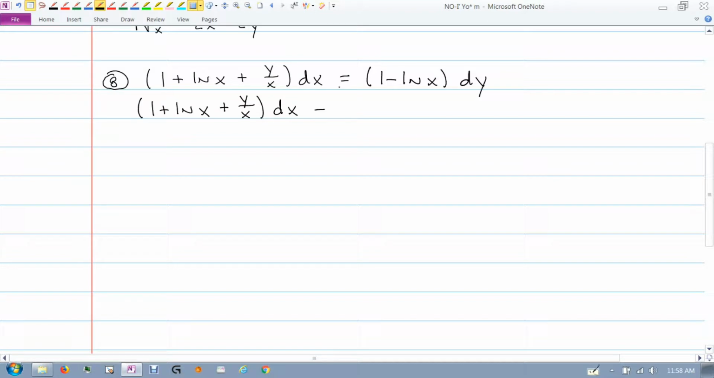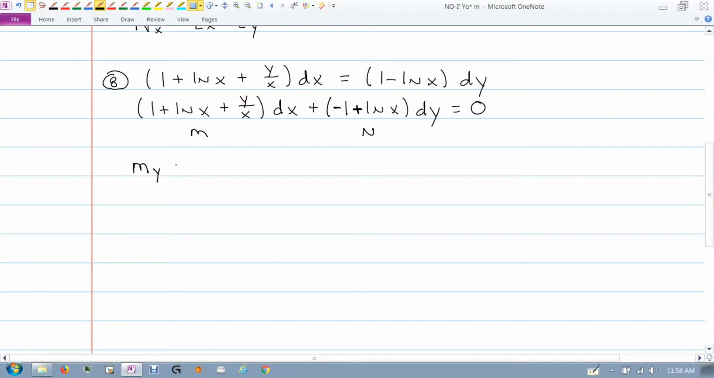And when I move that stuff on the left side, it's going to become (1 minus natural log x) dy equals 0. Now, I need a plus in the middle, so I'm going to distribute that negative through. So both of these become negative, so that becomes minus and that becomes plus. And now you have your M here and you have your N there, and we can check.